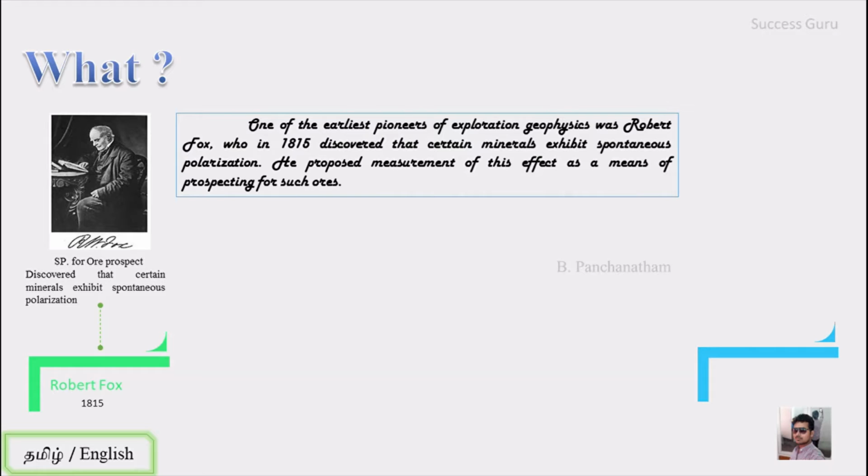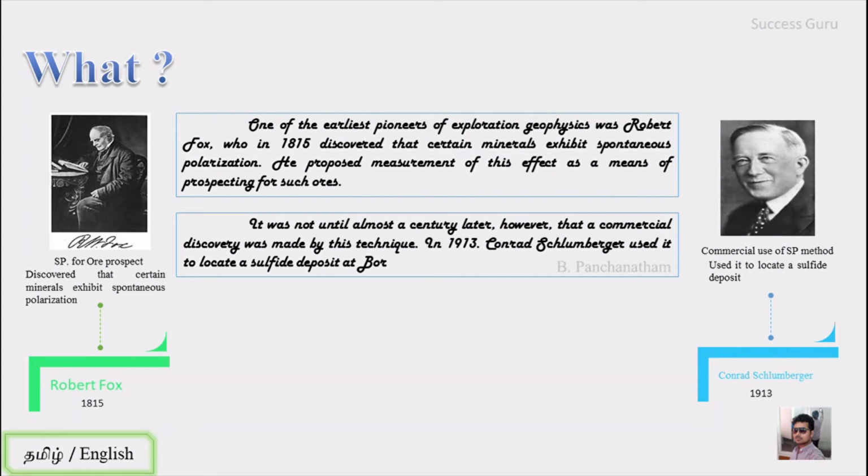Actually, it took nearly a century to prove it in the field, that is, practically. That was by Conrad Schlumberger in 1913. In 1913 he used this self-potential effect to locate a sulfide deposit successfully at Bor. So this is how this method has evolved.